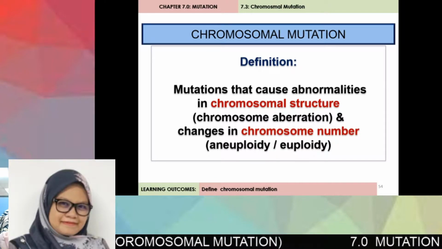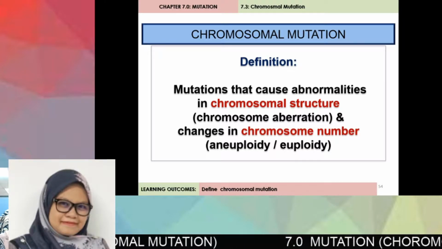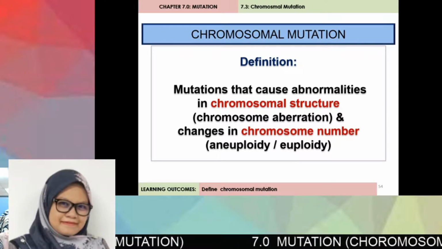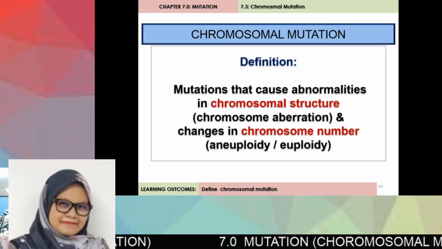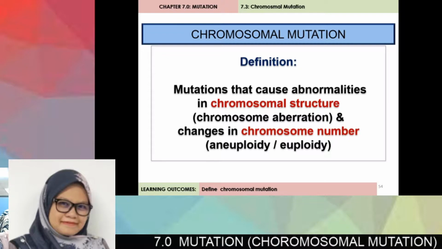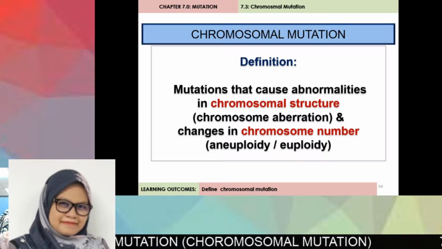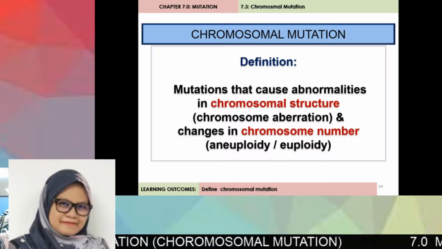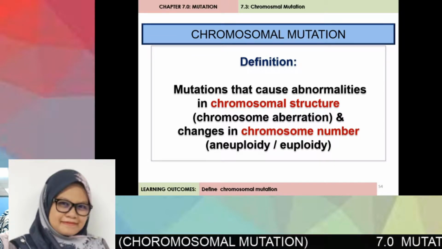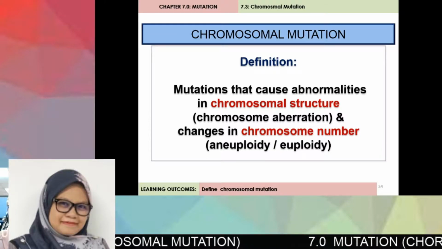Okay, macam gene mutation tadi kita cerita tentang change in nucleotide sequence in a gene. But now kita cerita benda yang lebih besar because we know that DNA dia akan compact and then they akan forming structure of chromosome. So when the structure of chromosome change or the number of chromosome change, so itu kita panggil sebagai chromosomal mutation.